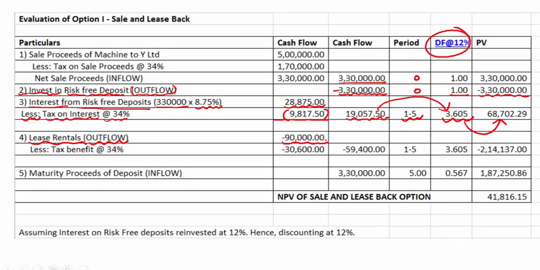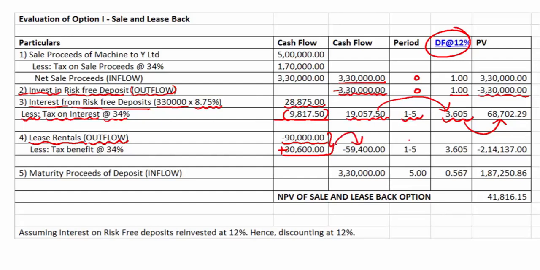But when I pay 90,000, I get a tax benefit. I get a tax benefit of how much? At 34% on 90,000, which is 30,600, which is basically an inflow. So what is my net outflow on account of lease rental? The difference between these two, which is only 59,400.